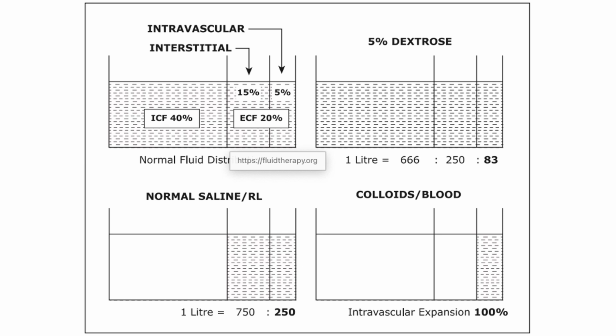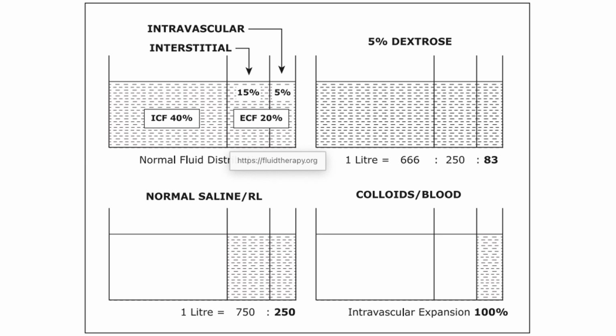So dextrose containing fluids should be avoided. Then we have normal saline and Ringer's lactate. These normal saline and Ringer's lactate evenly distribute in the extracellular compartment and do not go into the intracellular compartment. So all the fluid, 1 liter, will be distributed in the extracellular fluid.